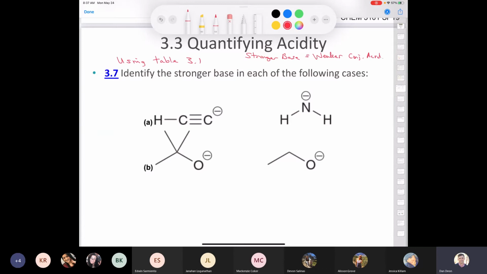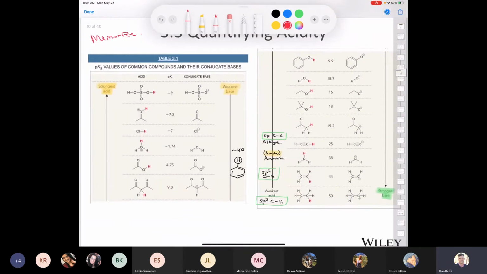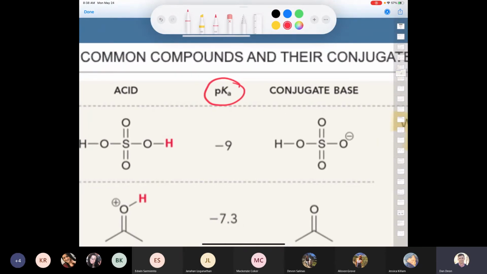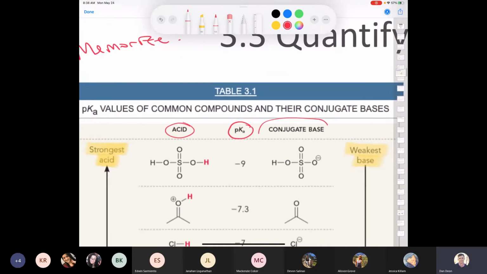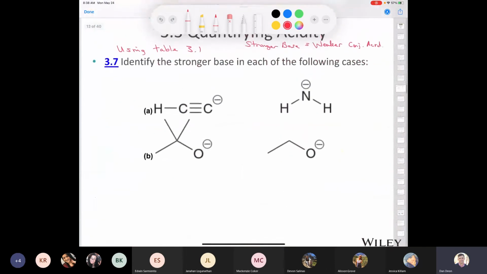Now that table, table 3.1, didn't have any values about bases. The values we are given are pKa values, acid dissociation values, the values for the acids. But we know that the stronger the acid, the weaker the conjugate base. So why don't we take these bases in the question? They both have negative charges, so they're bases. Let's draw the conjugate acids, look up the pKa's, and compare them. Whichever is the weaker acid will give you the stronger conjugate base.